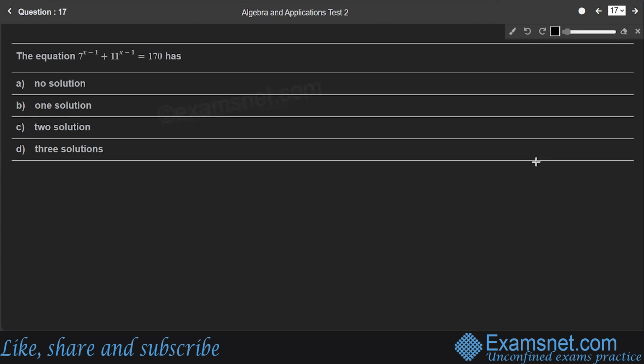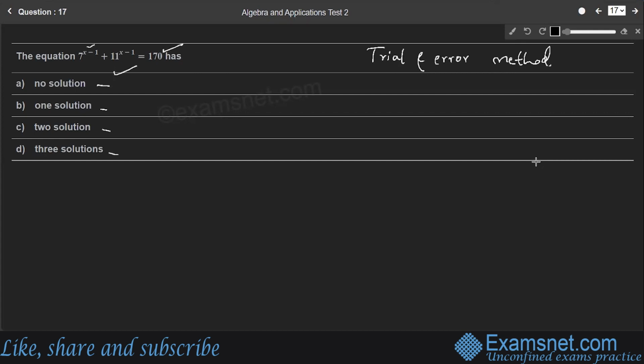Question 17. The equation 7 raised to x minus 1 plus 11 raised to x minus 1 is equal to 170 has. Options are no solution, one solution, two solutions, and three solutions. Here, students, we are considering the trial and error method, right? That means assume the value of x as 0, 1, 2, 3, and so on. For a particular value of x, the equation gets satisfied, that means left hand side will be equal to right hand side, which is 170.